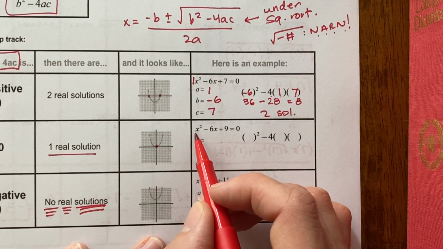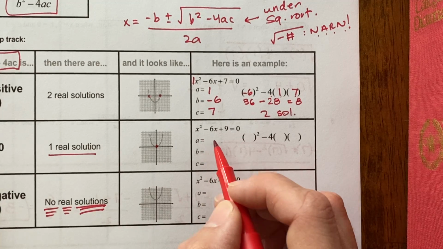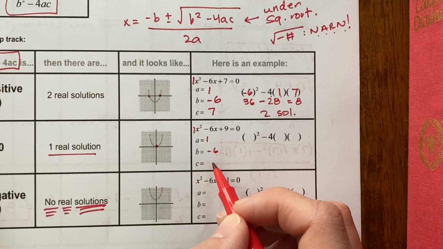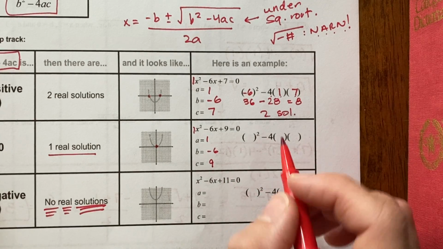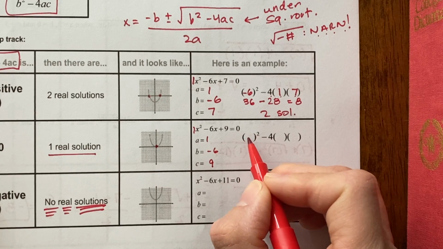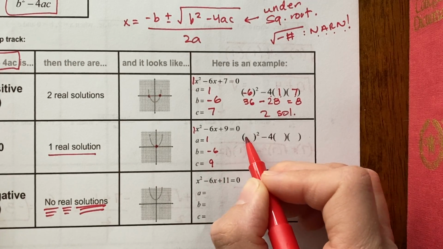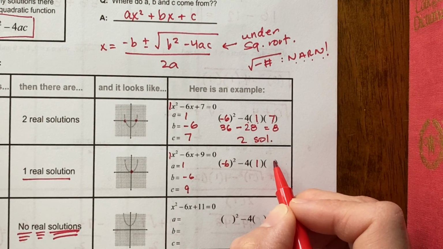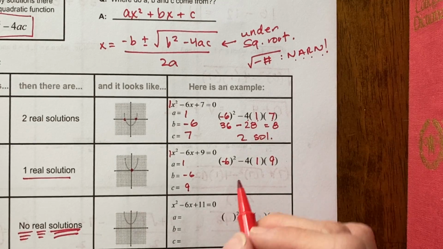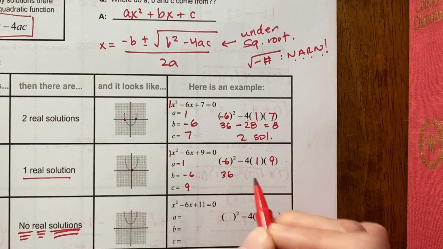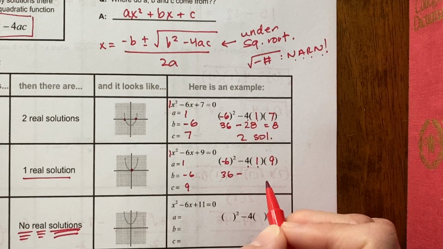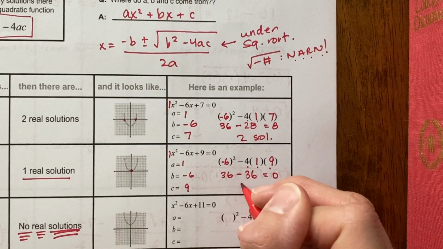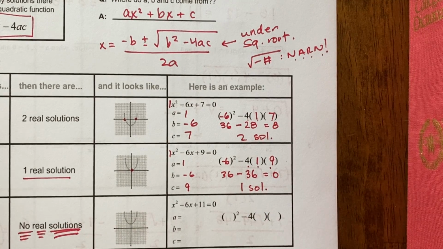All right, next one. x squared minus 6x plus 9 equals 0. A equals, again, 1. B equals -6. And C equals 9. So I'm going to plug this in again. For b squared, I'll have -6 squared minus 4 times 1, which is A, times C, which is 9. So -6 squared, again, is 36, minus 4 times 1 is 4, times 9 is 36. So 36 minus 36 is 0. And I will have one real solution.